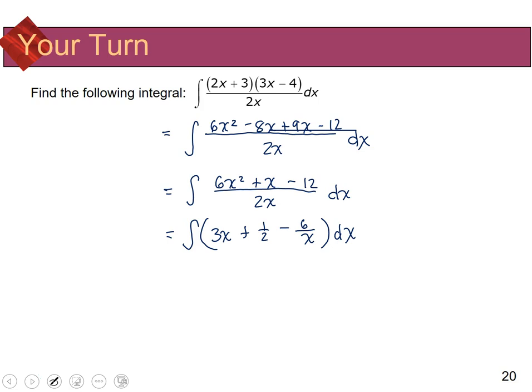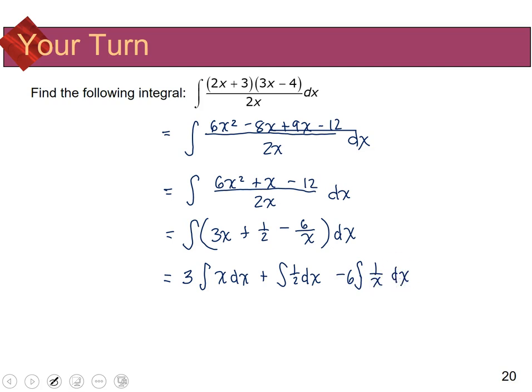And this one here, I probably got a little bit ahead of myself, because in the next section we are going to handle a circumstance that we're not going to be able to handle quite yet because we haven't talked about it yet. But let me go through and do this. 3 times the integral of x dx plus the integral of 1/2 dx minus 6 times the integral of 1 over x dx.